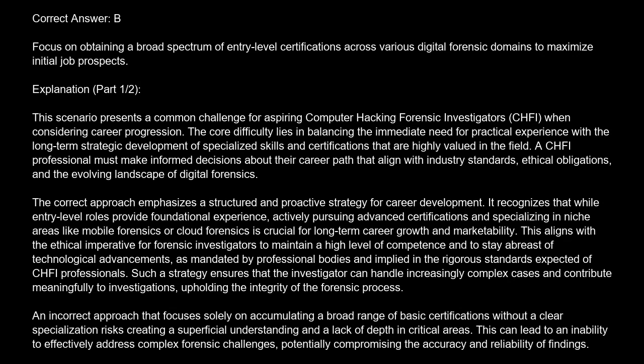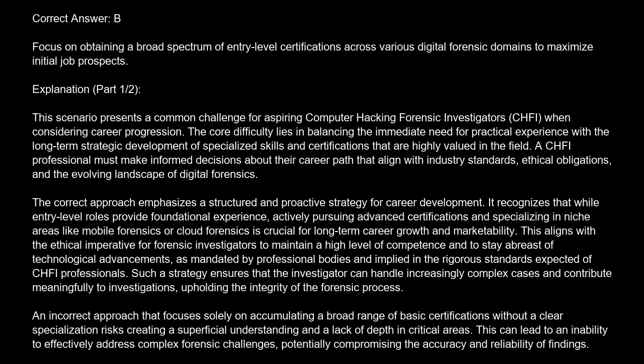Correct answer is B. Focus on obtaining a broad spectrum of entry-level certifications across various digital forensic domains to maximize initial job prospects. Explanation. This scenario presents a common challenge for aspiring computer hacking forensic investigators, CHFI, when considering career progression. The core difficulty lies in balancing the immediate need for practical experience with the long-term strategic development of specialized skills and certifications that are highly valued in the field.